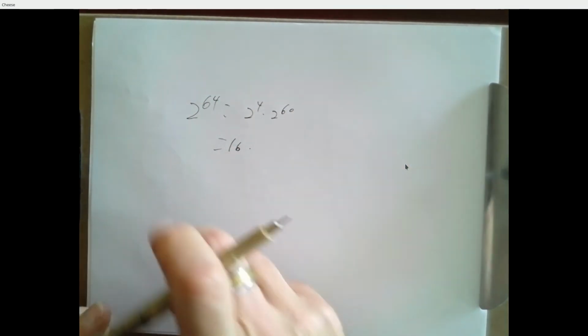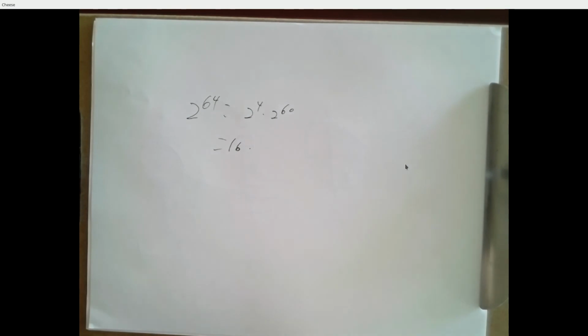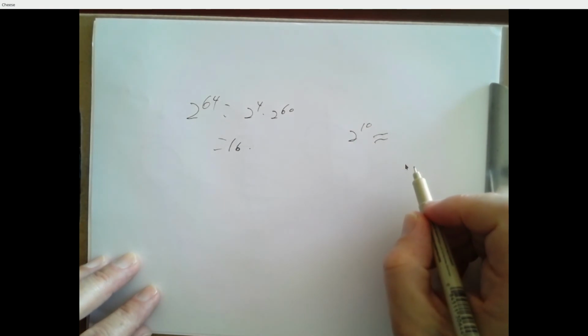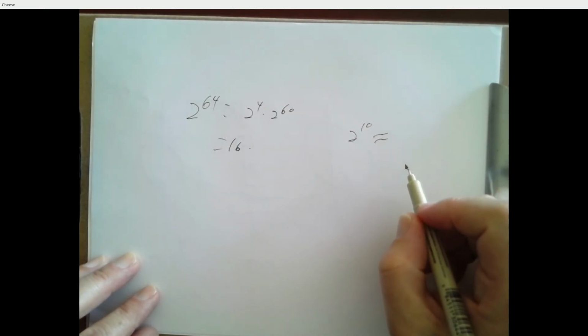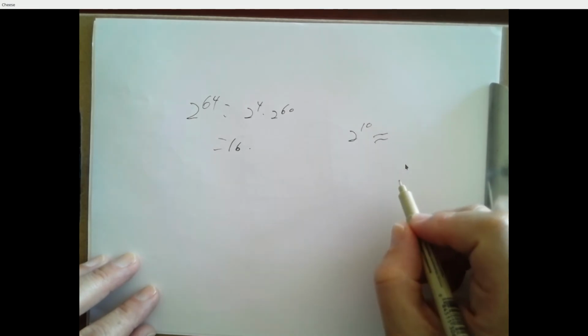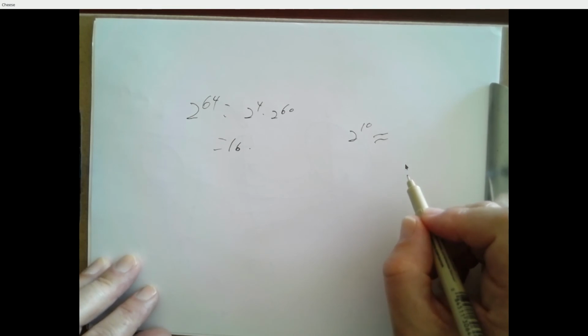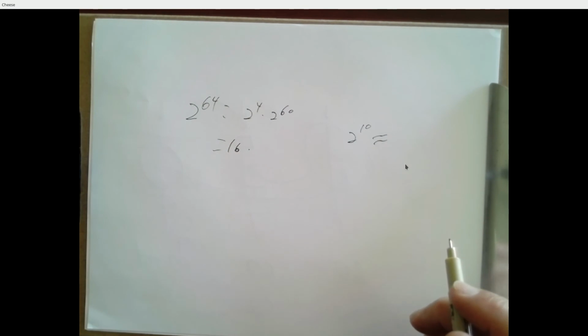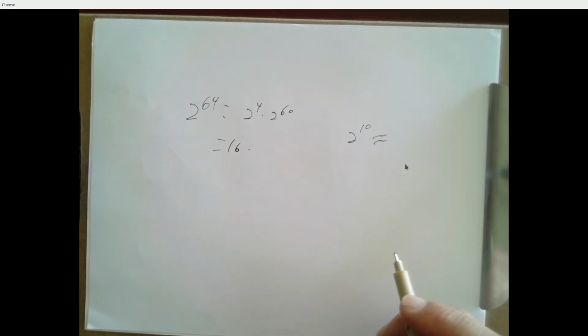So what's 2 to the 60th? It's still a lot. What's 2 to the 10th? I don't even know. How quickly can you add? Base 2 to the 10th. Should I calculate 2 to the 64th and see if the calculator can handle it? Which it can't.